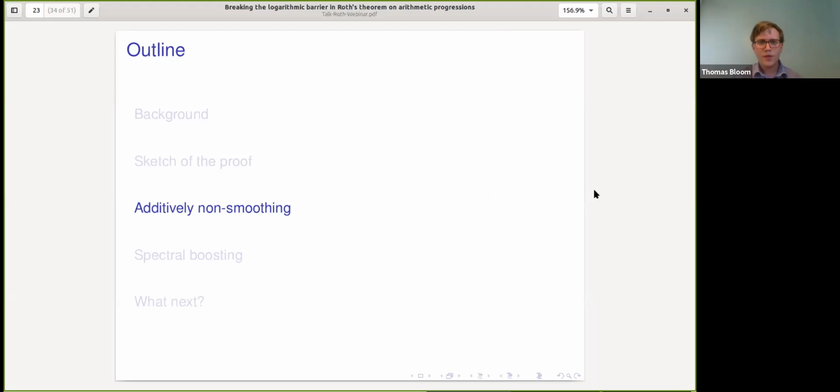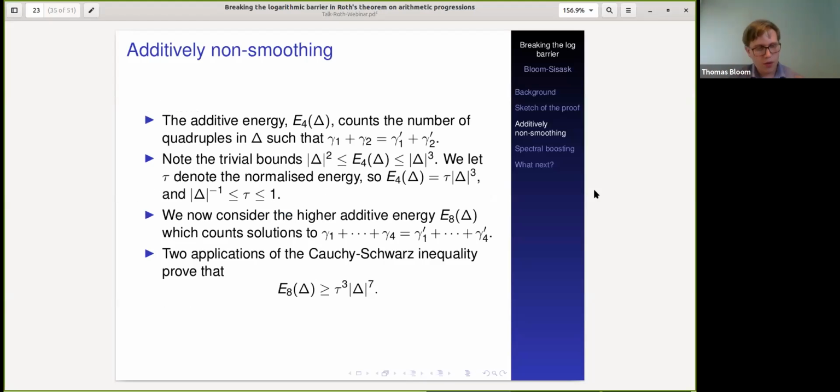Okay, so the notion of additive energy is ubiquitous in additive combinatorics, and in particular, it's a very convenient smooth analytic way of saying that a set Δ is additively structured somehow. Its definition is that it just counts the number of quadruples γ1, γ2, γ1', γ2' inside Δ which form an additive quadruple, right? So γ1 + γ2 = γ1' + γ2'.